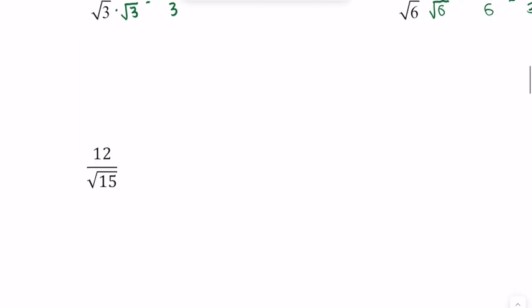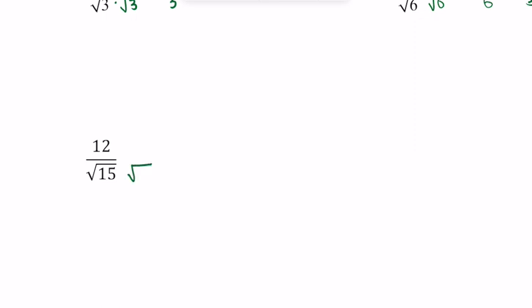If you'd like to try the next problem on your own, pause the video now and resume when you're ready to see the solution. Here we have 12 over the square root of 15. We want to get rid of that square root of 15 in the denominator, so we multiply the numerator and denominator by the square root of 15.